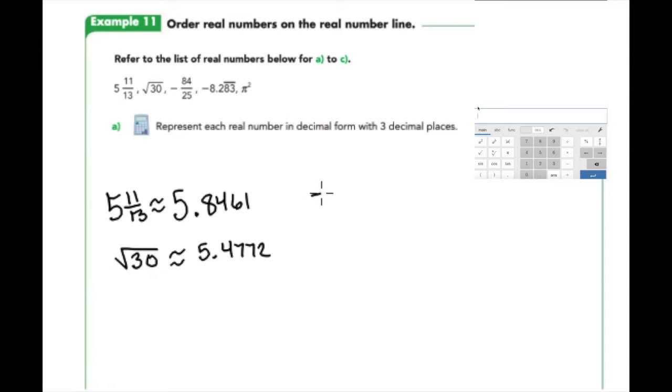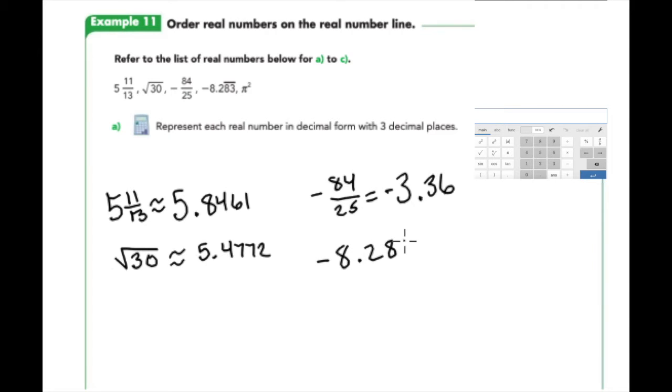When we get to our next number, it's a negative, and if we want to put a negative in this fraction, we could just hit the minus sign first. Then I could hit my fraction bar, that's 84 over 25. And that gives us a negative 3 and 36 hundredths. This number doesn't go to 4 decimal places. It terminates, so it stopped at the hundredths place.